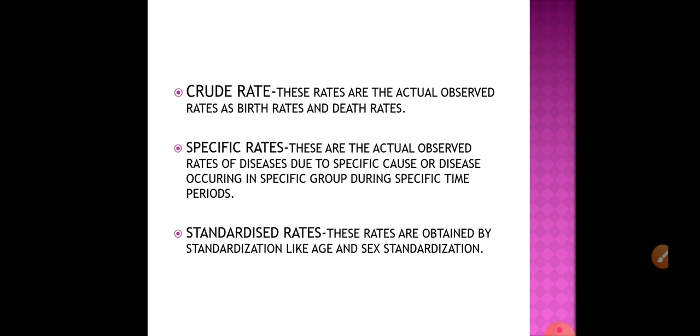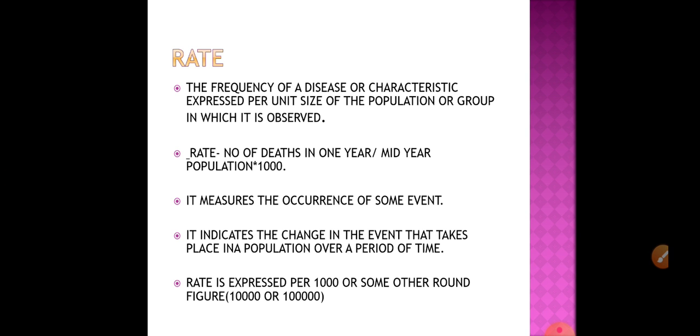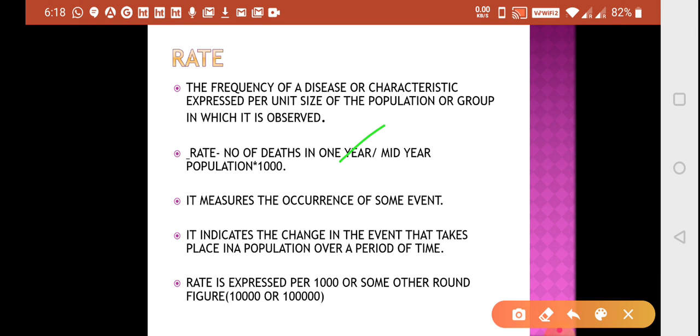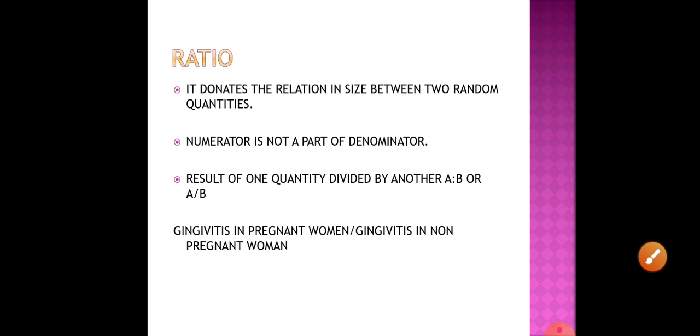And you have to remember that in case of rate, numerator is a part of denominator. Like 500 deaths are there and population was 1000, so numerator is a part of denominator in it. Means first the population was 1000, 500 died, 500 were remaining, so this numerator is a part of denominator. This can be asked as an MCQ.